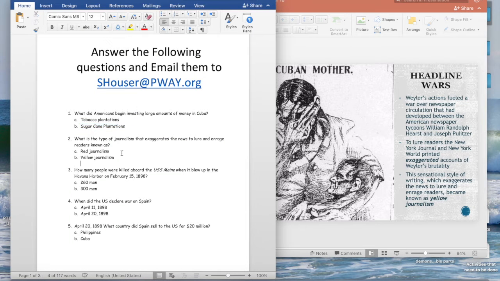So I think that answers question 2. What type of journalism exaggerates the news to lure and enrage readers? What is it known as? It's known as yellow journalism. So number 1 is B, and number 2 is B.